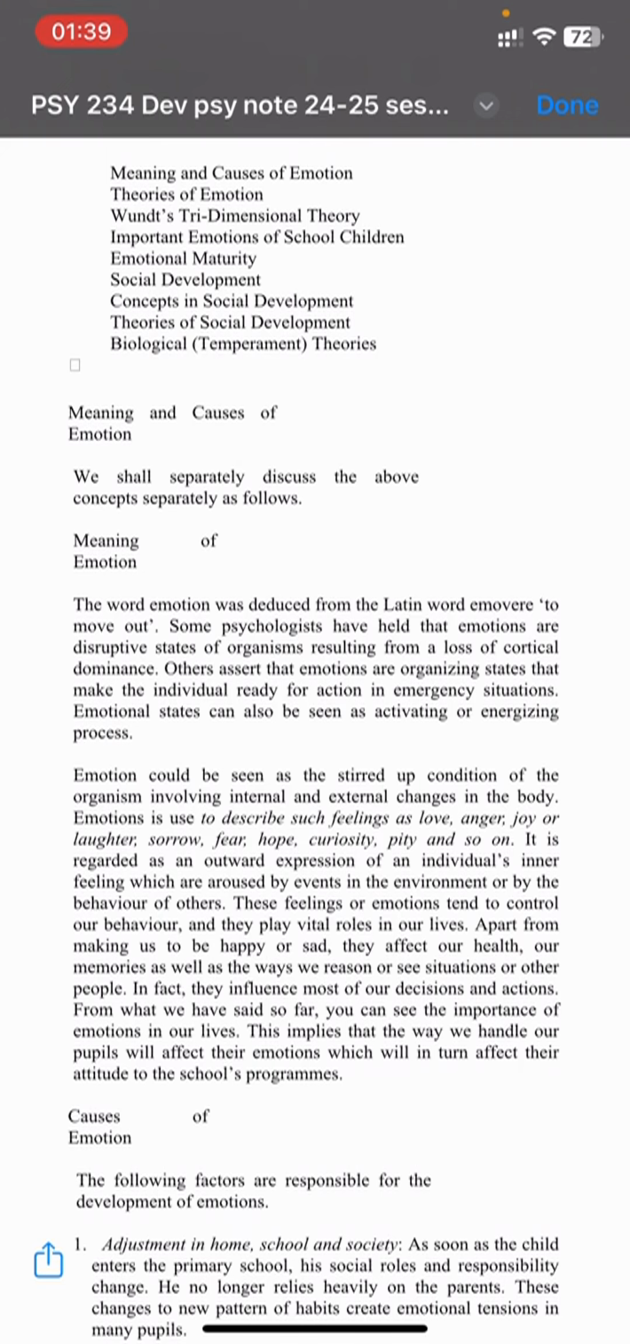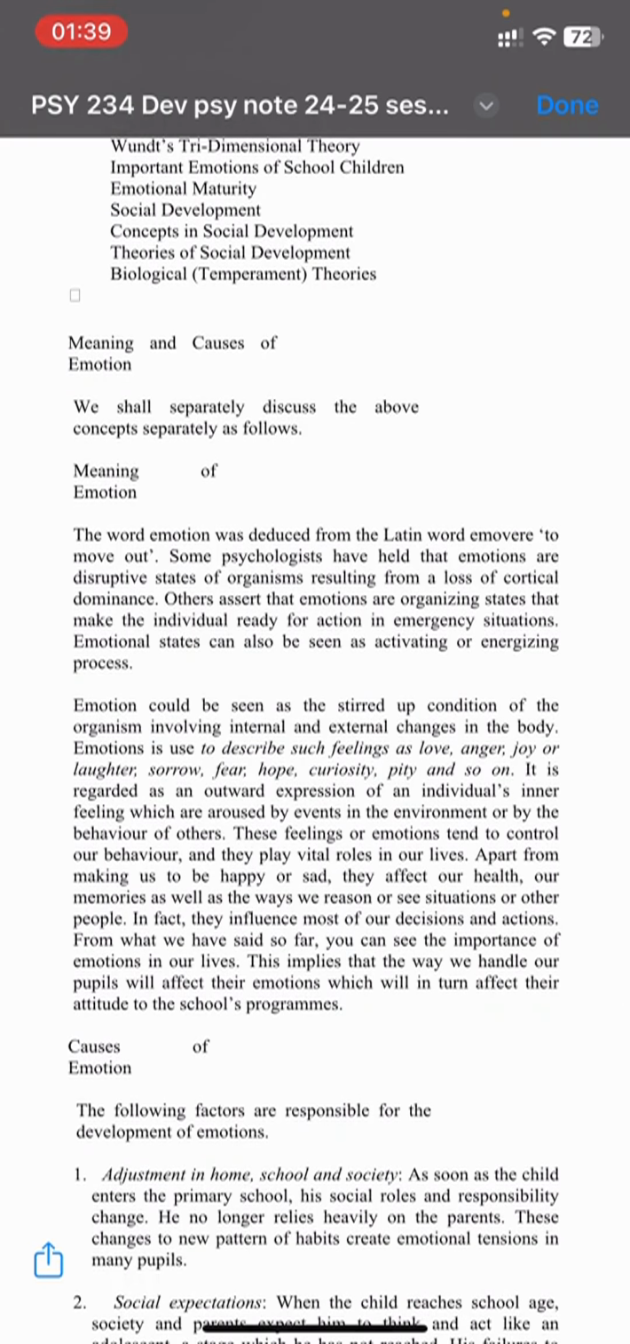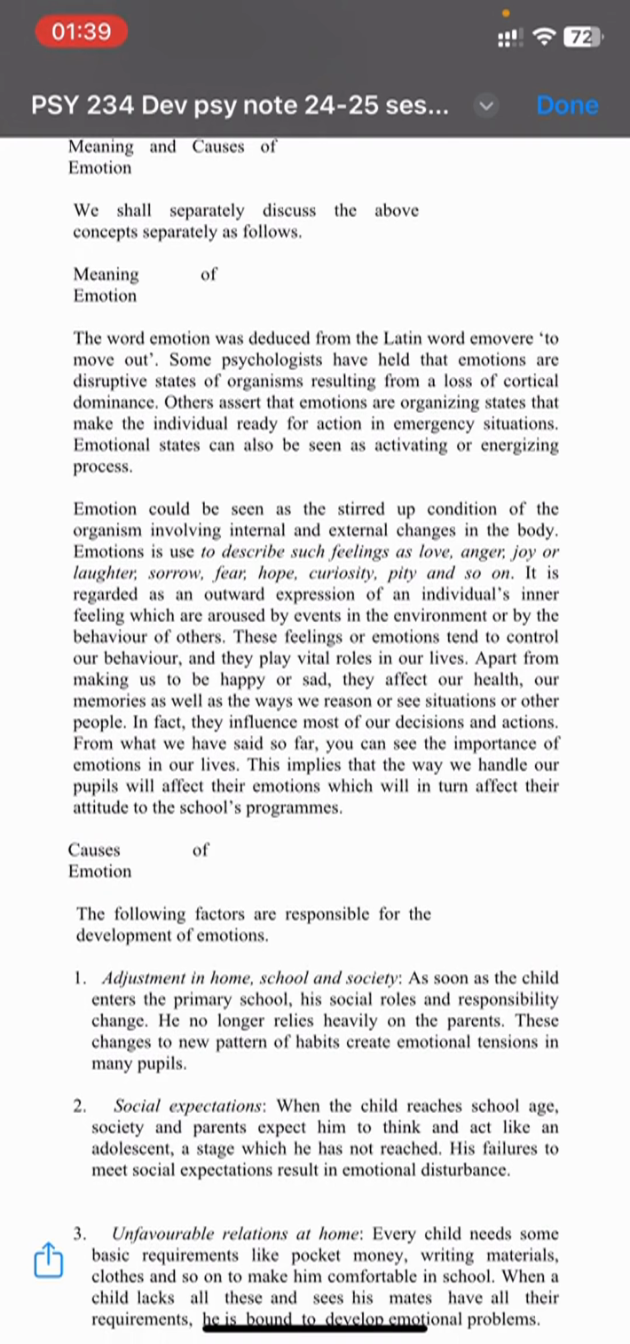Others assert that emotions are organizing states that make the individual ready for action in emergency situations. So in fact, they influence most of our actions. Okay, that's what I explained just now.